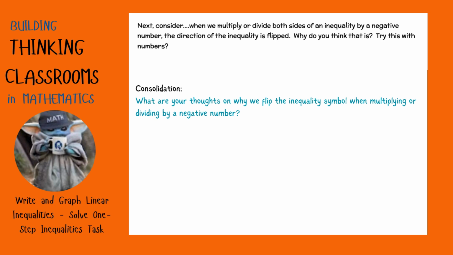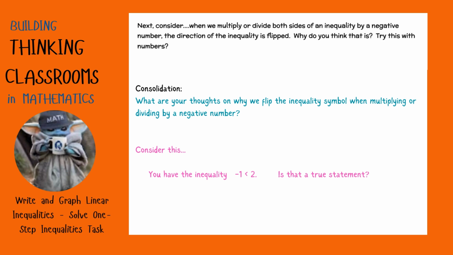So at the bottom of this task, you can see it says, next consider, when we multiply or divide both sides of an inequality by a negative number, the direction of the inequality is flipped. Why do you think that is? Try this with numbers. After they are given time to talk through this with their group, we pull them back together as a whole and we start to ask that question. What are your thoughts and what did your group come up with? Now, I will say this gave them a little bit of a challenge and they weren't necessarily sure what to do to try this with numbers. So I prompted them with this.